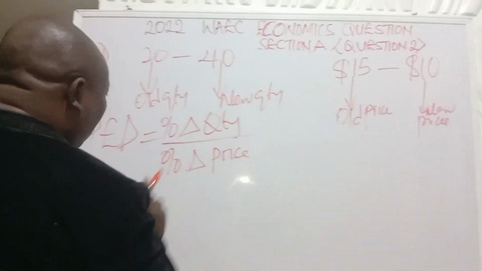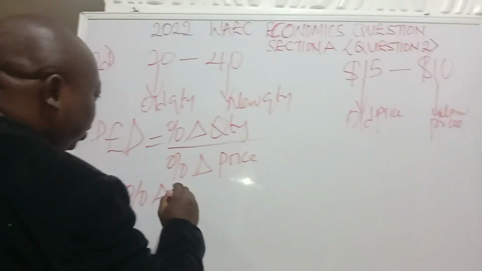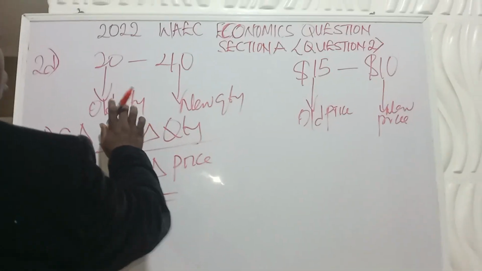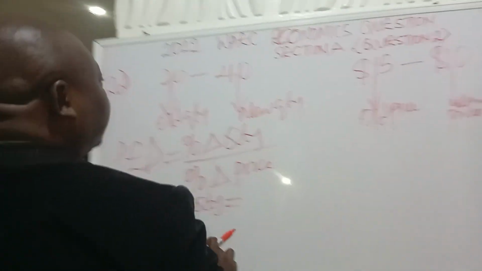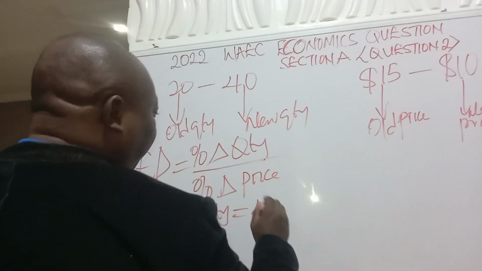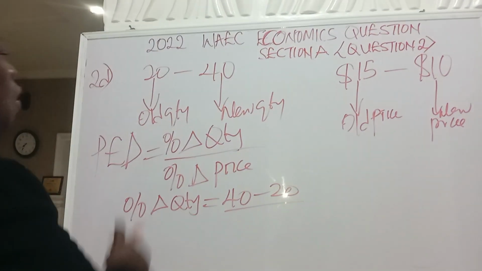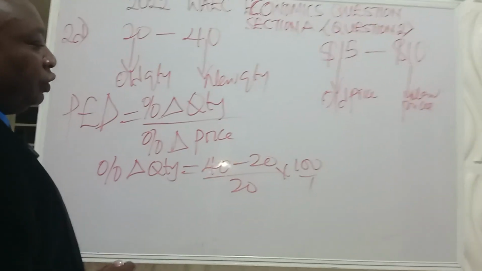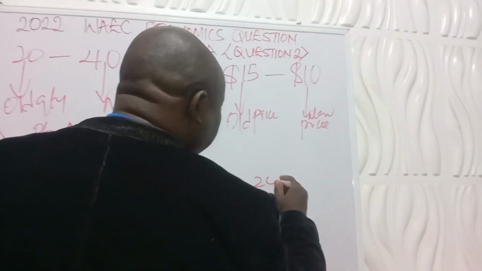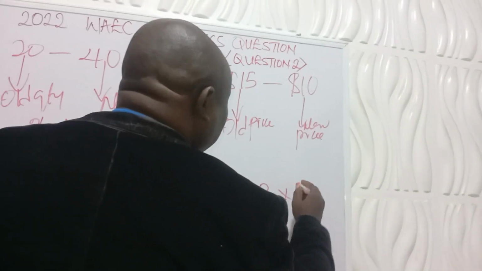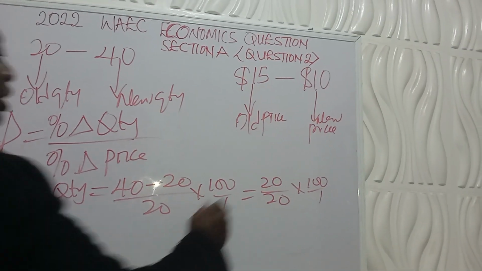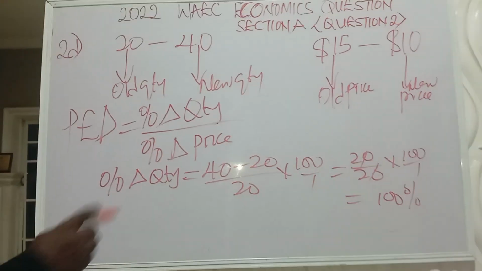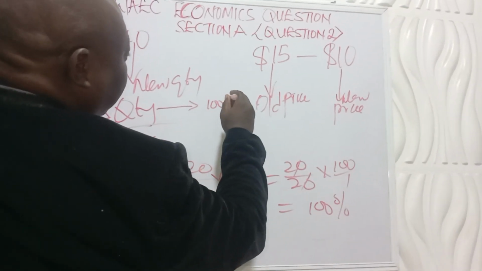Now we have to get this first, percentage change in quantity. According to the question, we have old quantity and new quantity. So the formula is new quantity minus old quantity, 40 minus 20, divided by old quantity, which is this, times 100 over 1. So this minus this gives you 20 over 20 times 100 over 1. This will cancel this. This will give 100 percent. So we've gotten this one, and this is 100%.